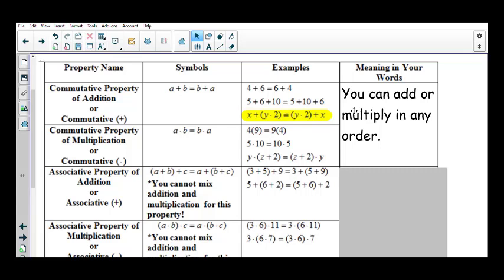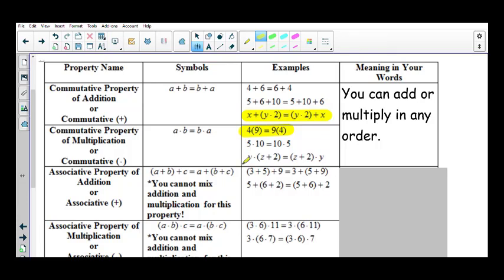Now, we also have the commutative property of multiplication. The symbols are A times B equals B times A. I gave some examples here. I used parentheses for one of these, and the reason why I did, I'm going to highlight this one also. Students tend to mistake this one for the associative property because they think associative property is parentheses. This is not the associative property though, because those parentheses represent multiplication.